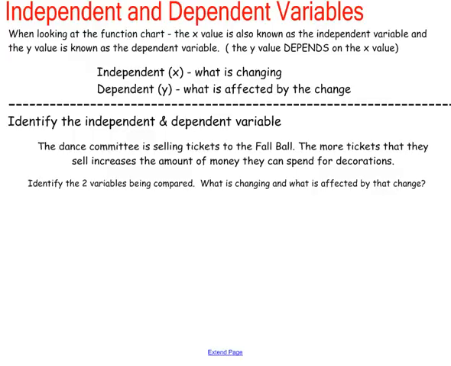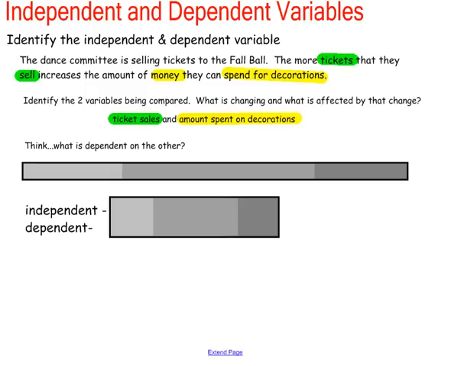The dance committee is selling tickets to the fall ball. The more tickets that they sell increases the amount of money they can spend for decorations. So let's take a look at what are my two variables. What are the two things? The next slide I highlight here for you that the dance committee is selling tickets to the fall ball. The more tickets that they sell increases the amount of money they can spend on decorations.